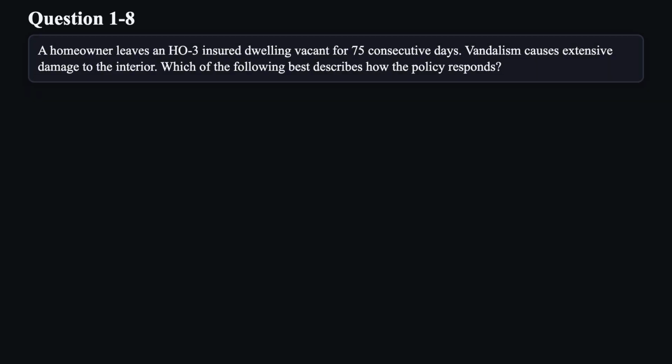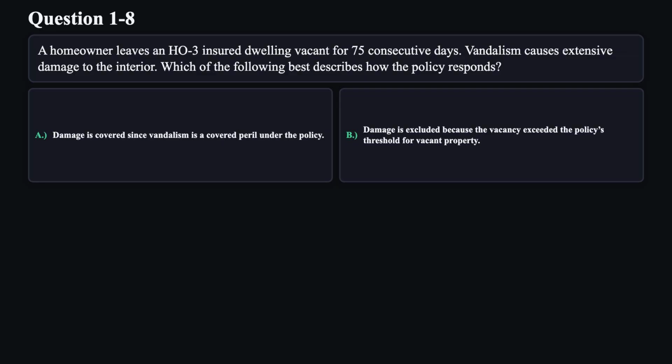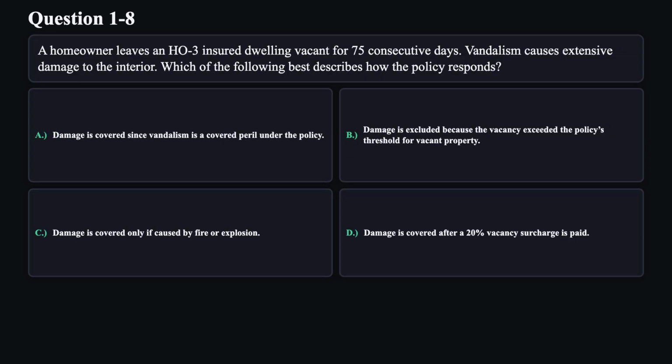Question 8. A homeowner leaves an HO3 insured dwelling vacant for 75 consecutive days. Vandalism causes extensive damage to the interior. Which of the following best describes how the policy responds? A. Damage is covered since vandalism is a covered peril under the policy. B. Damage is excluded because the vacancy exceeded the policy's threshold for vacant property. C. Damage is covered only if caused by fire or explosion. D. Damage is covered after a 20% vacancy surcharge is paid.